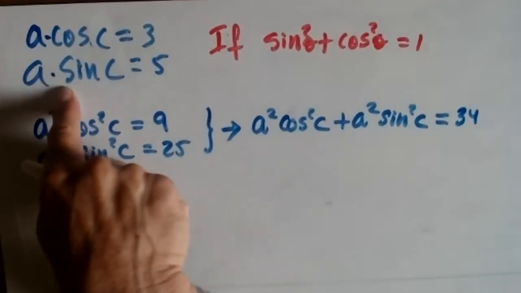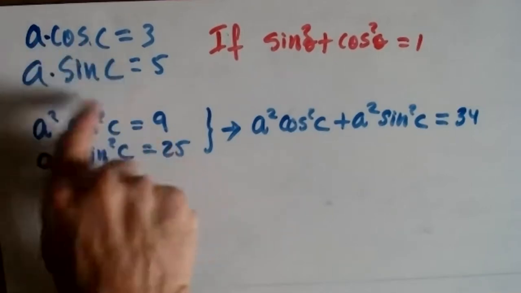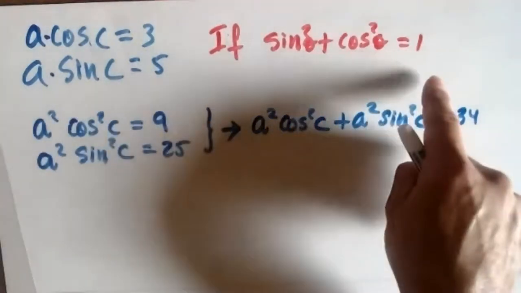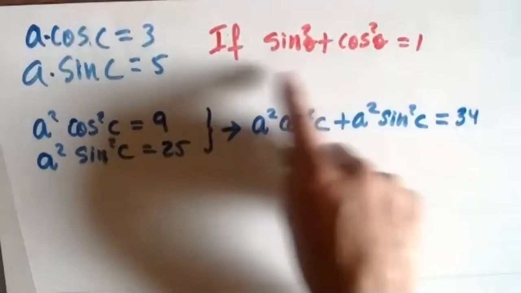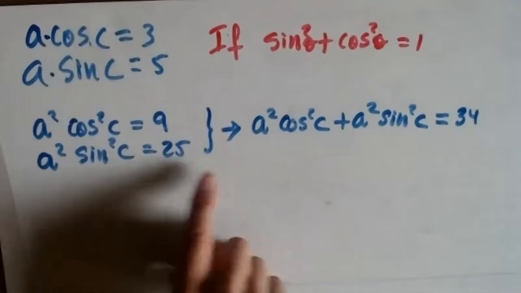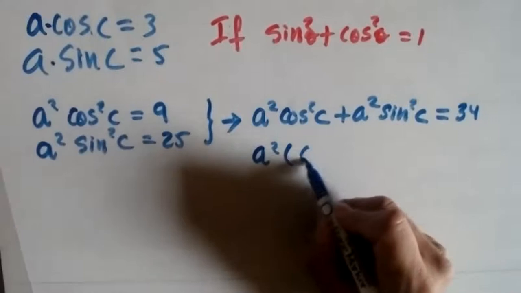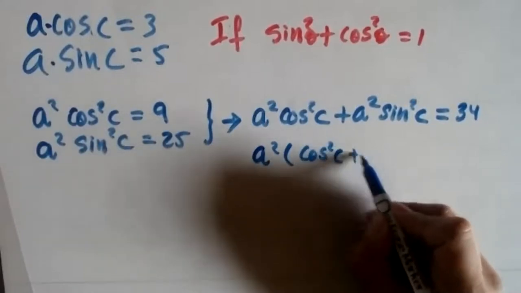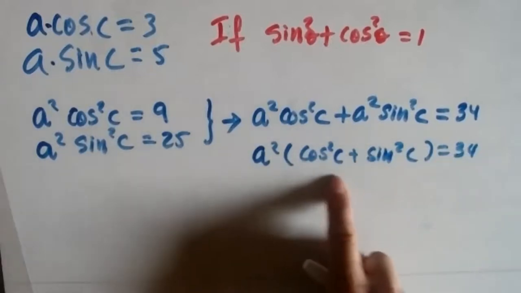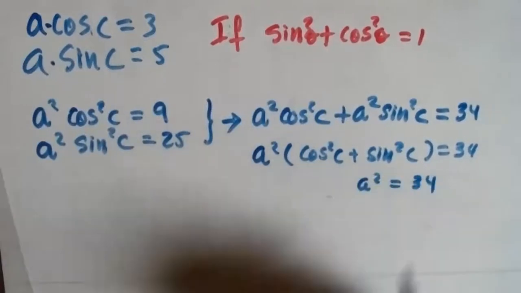These are the equations I get comparing, matching term by term my formulas. I have to find A and C. So I know this identity, sine squared plus cosine squared is 1. So it's a way to eliminate these two, cosine and sine. So I square the first one, I square the second one, I add them, and then I'm going to do this. A squared times cosine squared plus sine squared equals 34. Now I know this is 1. So this is a squared equals 34.